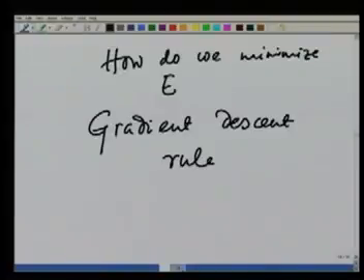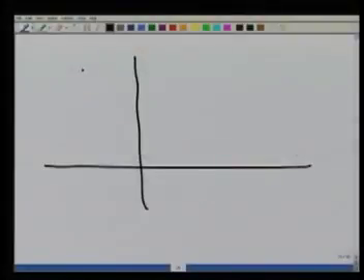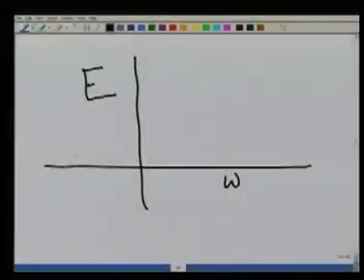What is the gradient descent rule? I plot E with respect to W. I already told you that E is solely a function of weight. This cost function is solely a function of weight, and I want to see how this E varies with W.